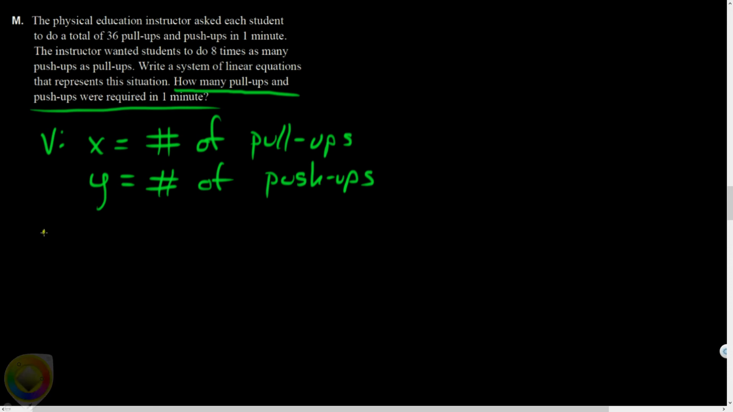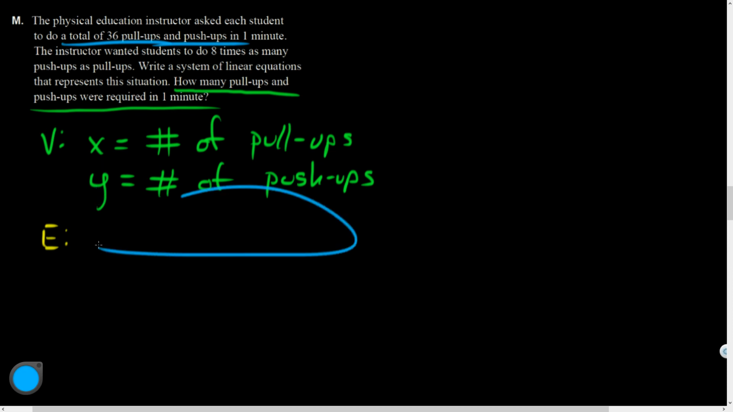All right, so let's write our equations. Someone identify a fact that you want me to underline, and in an equation, you could translate that. Owen, yeah. A total of 36 pull-ups and push-ups in 1 minute. So how could I translate that into an equation? No? All right. But I agree, that's a fact.